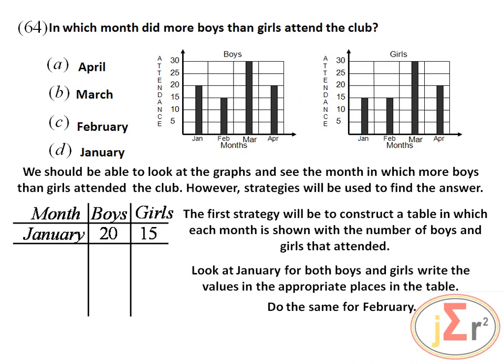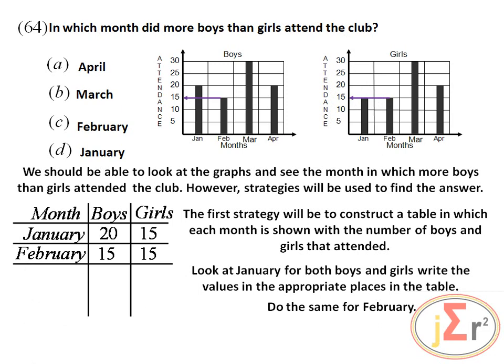So we are going to do the same for February also. What do we have? We have the arrows going across for the month of February, and we have 15 for the boys. And what do we have for the girls? All we have to do is look in this chart. We have 15 for the girls also. So 15 for the boys, 15 for the girls. So for the month of February, let's put down the values that we have there.